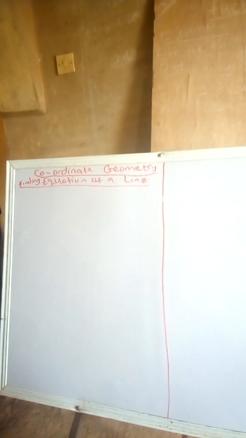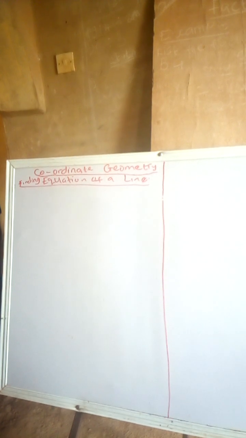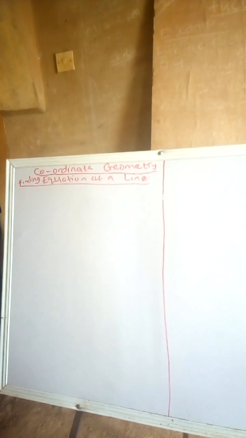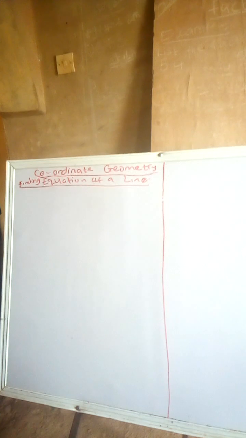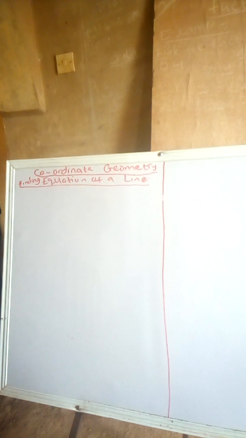In the previous video, we did coordinate geometry, and what we did was how to find the coordinates when given an equation. But today we'll be dealing with how to find an equation when we are given coordinates. Remember, in the last video, what we did was finding the coordinates when we are given an equation. So today we want to deal with how to find an equation when given coordinates.